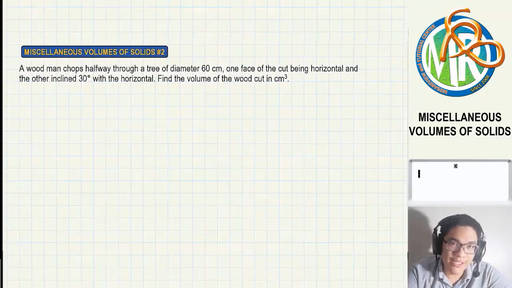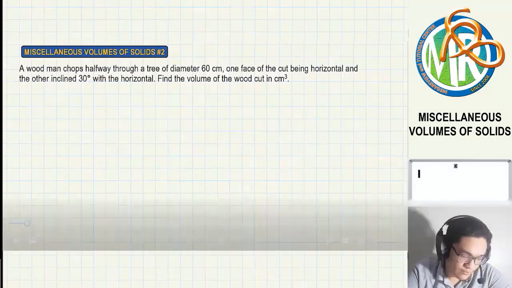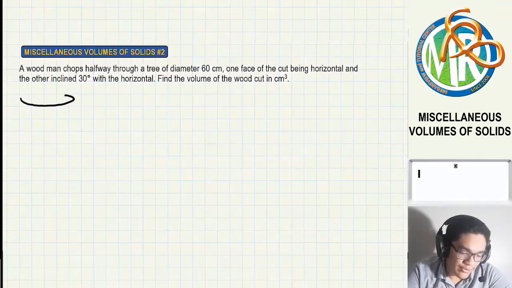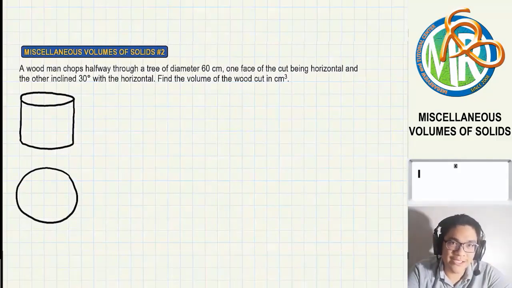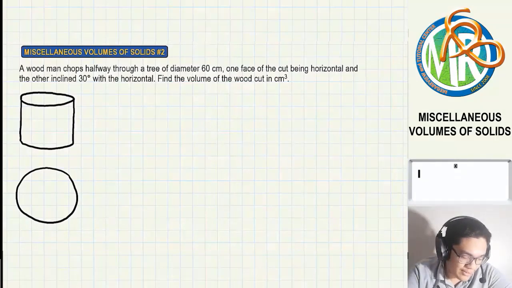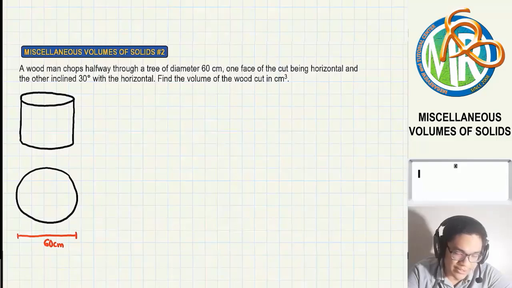Okay? So, try natin i-drawing yung magiging figure, para ma-imagine natin kung ano yung volume. So, ito daw yung tree. So, imagine, meron tayong part ng tree. So, cylindrical yan. Ang diameter daw niyan, or ang top view niyan, kapag tinignan natin, syempre, circle siya. And, ang diameter ng circle na yon ay 60 centimeters. Yun yung sinabi sa problem, nag-cut daw hanggang halfway.